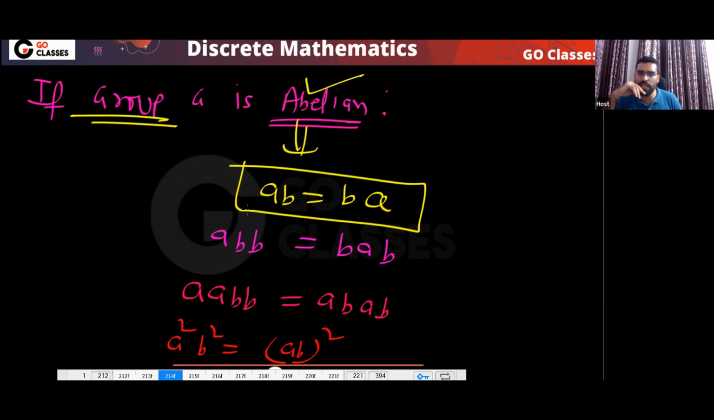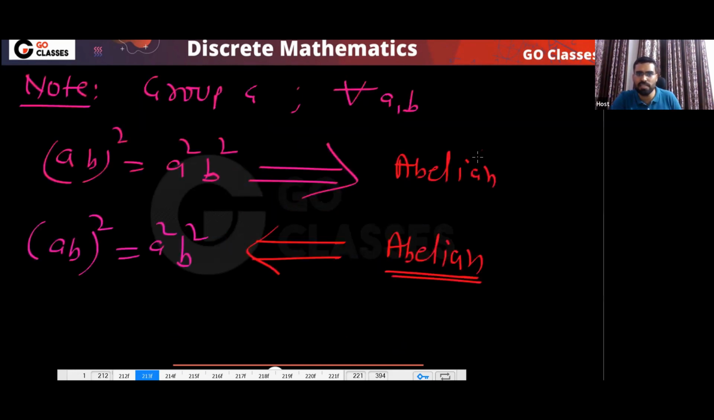So if your group is abelian, then you can multiply both sides by B, then multiply both sides by A. So finally, this is what we got: A square B square equal to AB whole square. So finally, I can say this implies abelian and abelian implies this.